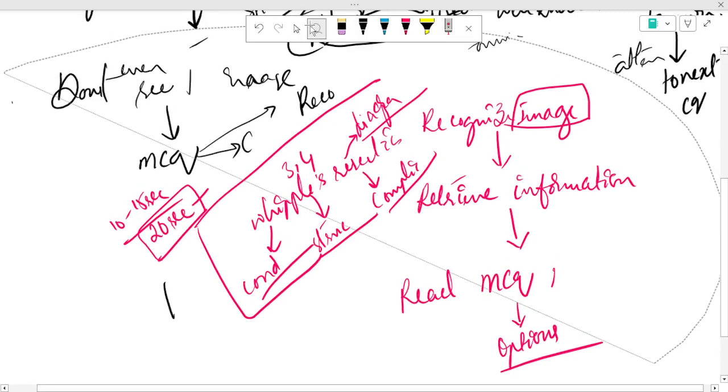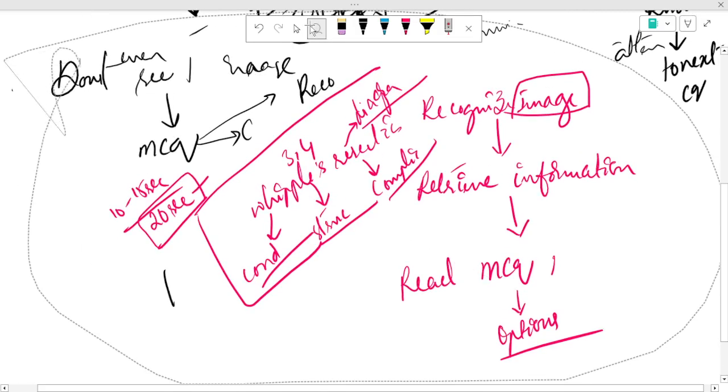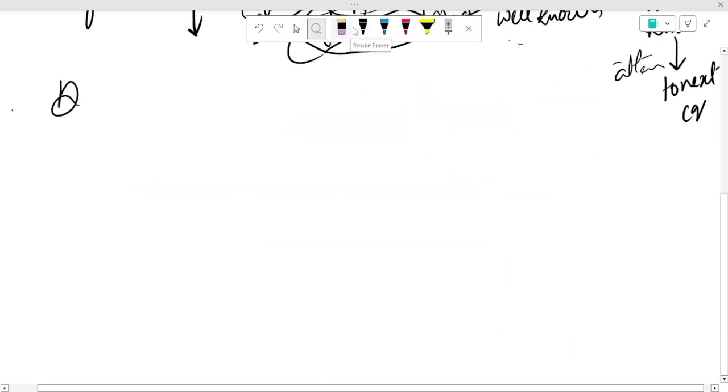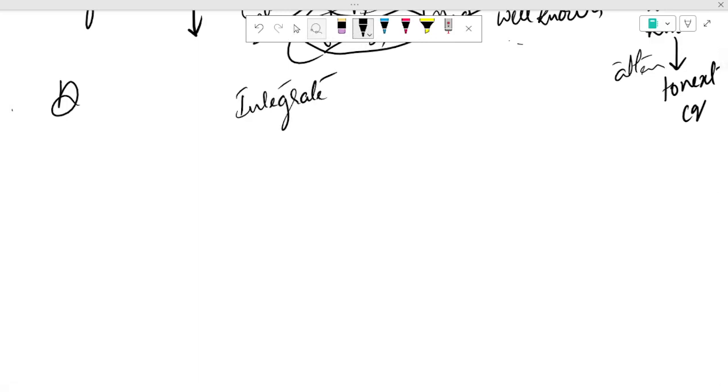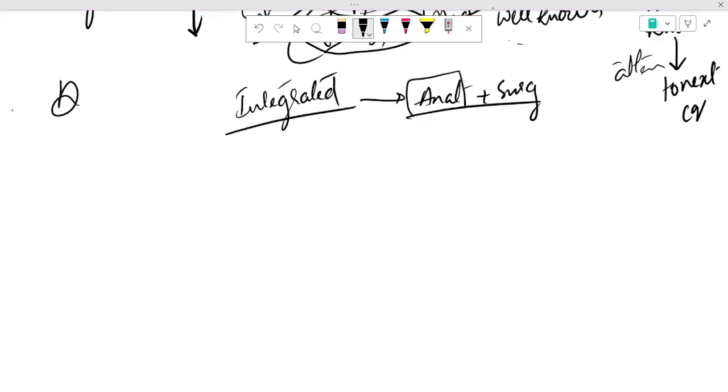Now, for example, if the question was an integrated question, integrated between what? For example, say anatomy plus surgery. So now which aspect should be retrieved first, whether it is anatomy or surgery? Always try to retrieve the aspect from the previous years. That means always try to retrieve anatomy, because anatomy is from first year, surgery is from final year.